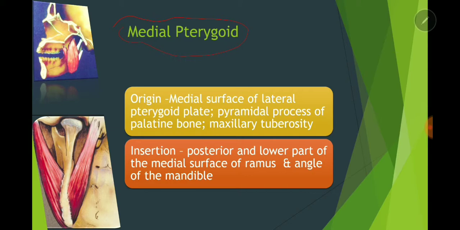The origin is the medial surface of the lateral pterygoid plate. Now look at this. Both pterygoid muscles attach to the lateral pterygoid plate of the sphenoid bone. Now the only difference is that the lateral pterygoid muscle attaches to the lateral surface of the lateral pterygoid plate, and the medial pterygoid muscle attaches to the medial surface of the lateral pterygoid plate. Make sure you keep that in mind. Okay, so the insertion of the medial pterygoid is the posterior and lower part of the medial surface of the ramus and the angle. All right.